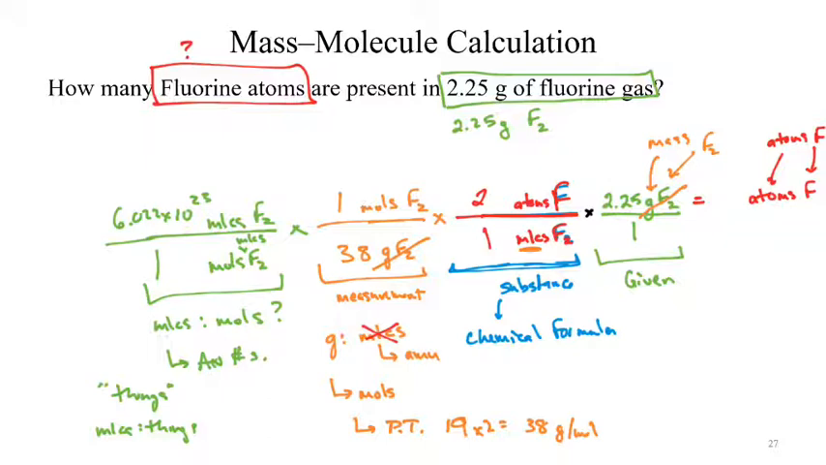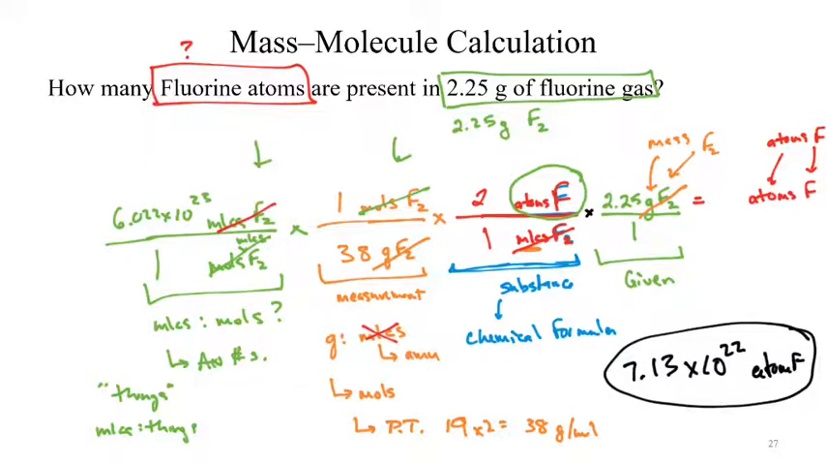What happens with our units? The moles of molecules of F2 cancel. The molecules of F2 cancel. If we now look through all of the units, they canceled in our first thing, so there's nothing there, there's nothing there. The only thing left is atoms of F, which is exactly what I want for an answer, which means I can now enter it into the calculator. And the number we should get would be 7.13 times 10 to the 22nd atoms of F.